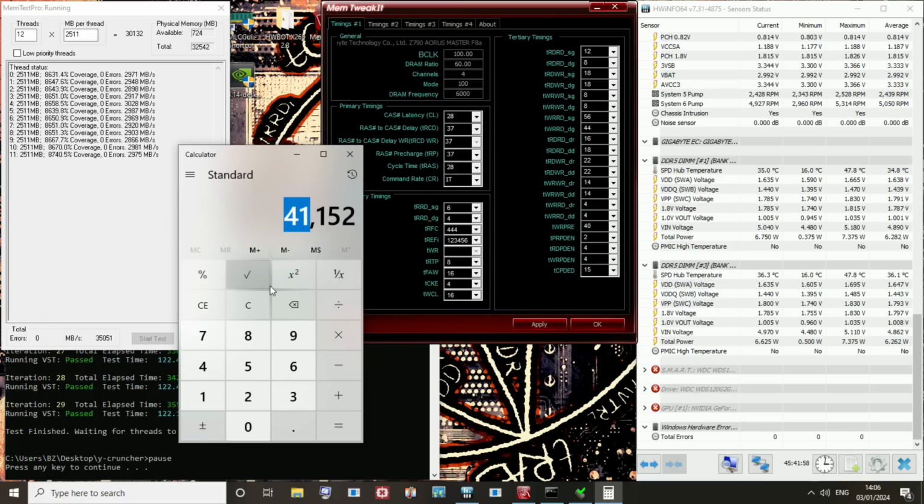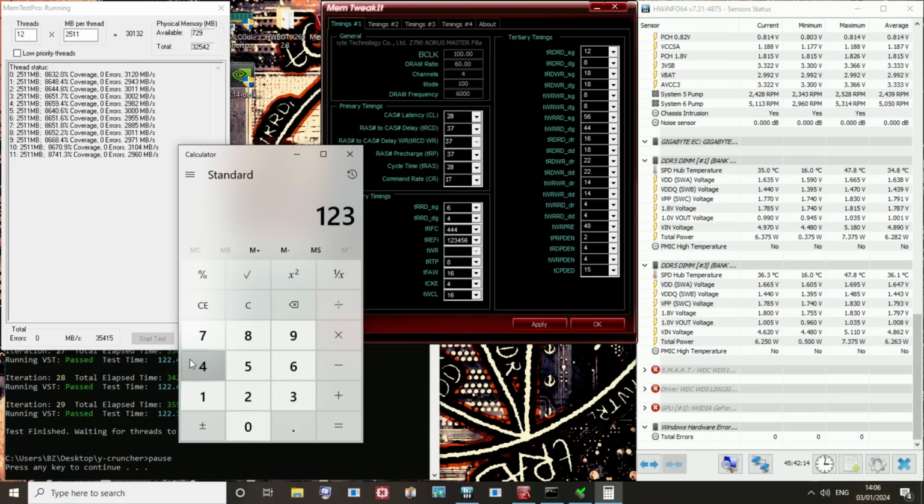Off the top of my head, I want to say the DDR5 stock refresh interval is 7 microseconds or something. It might be less than that. It's some single-digit number of microseconds. But anyway, at 6,000, we have a refresh interval of 41 microseconds.